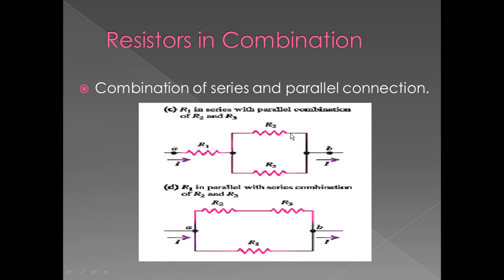And the equivalent resistance of R2 and R3 is connected to R1 in series. Okay, so as for the second illustration, you have R2, R3, and R1. Between R2 and R3, R2 and R3 are connected in series, and the equivalent resistance of R2 and R3 is connected with respect to R1 in parallel.